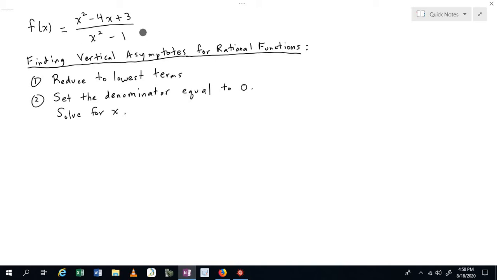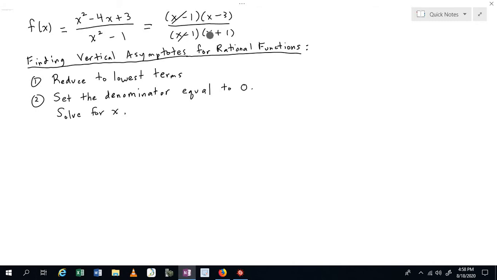Let's reduce this to lowest terms first by factoring this and seeing if anything cancels. The top polynomial will factor into x minus 1 times x minus 3, and the bottom one will factor into x minus 1 times x plus 1. After you factor it, you can see that the x minus 1s will cancel out, and that'll leave you with x minus 3 over x plus 1.